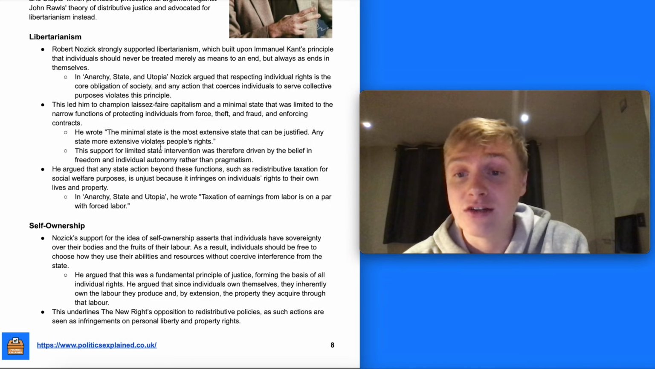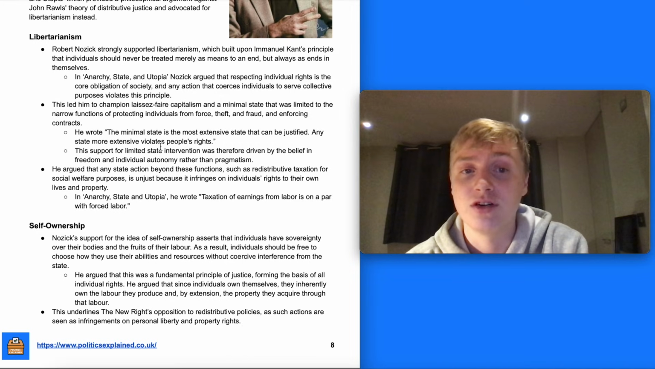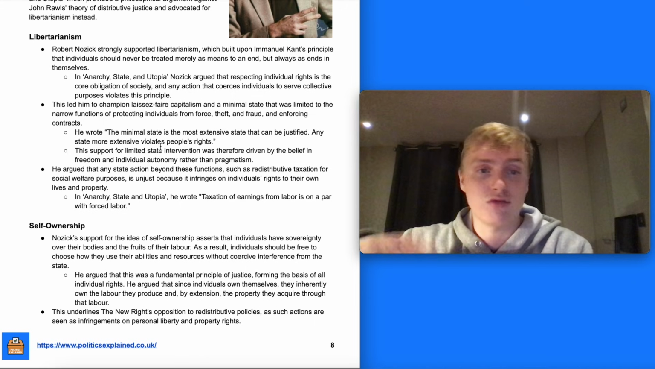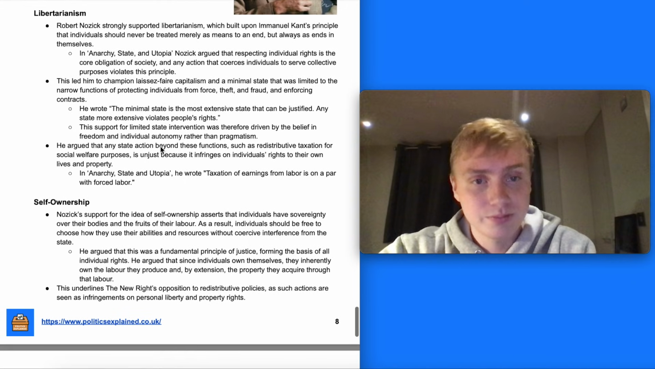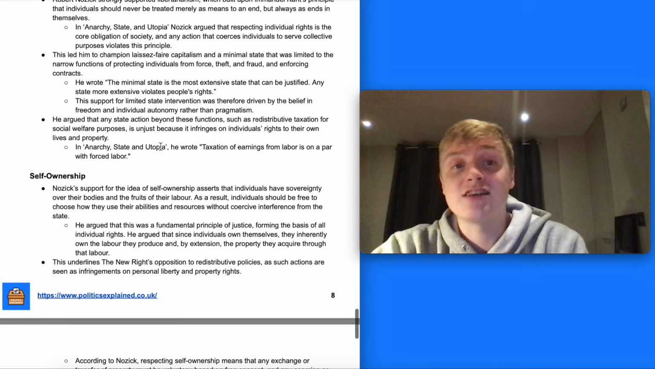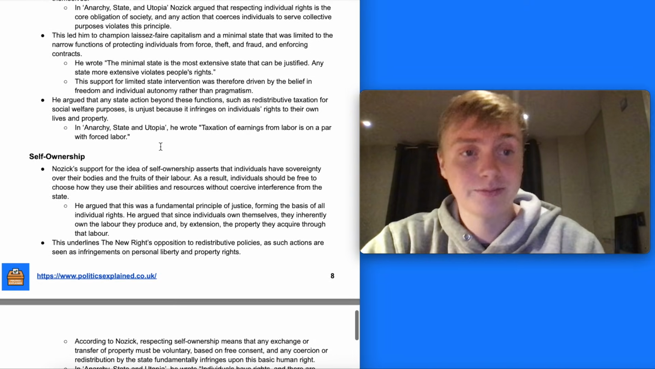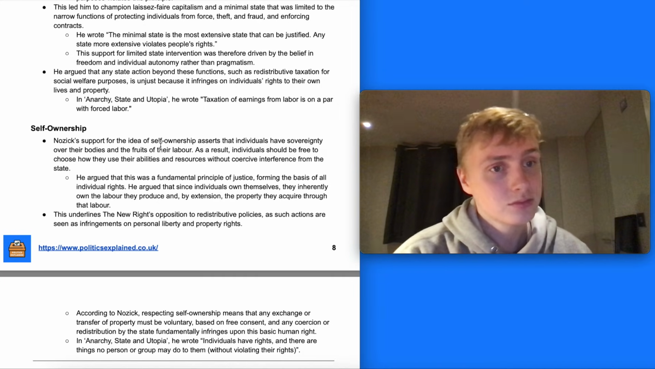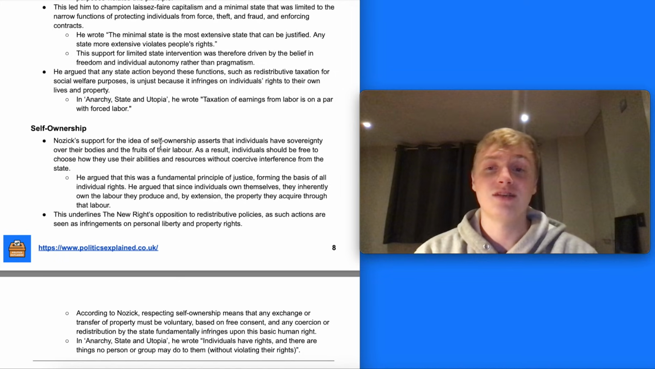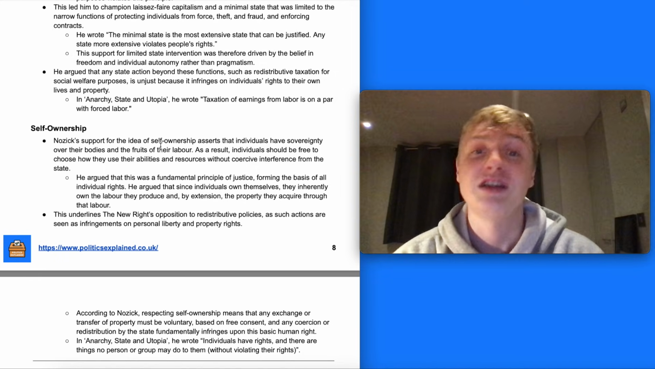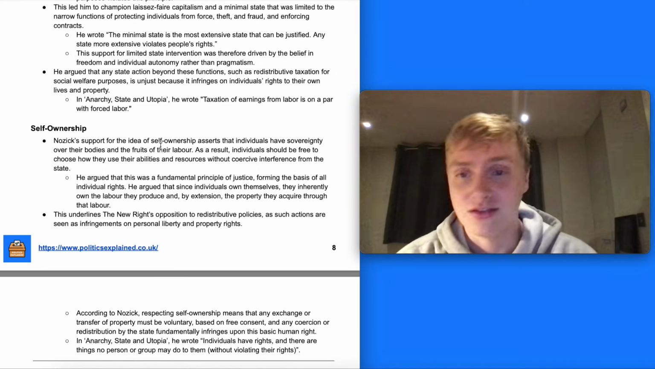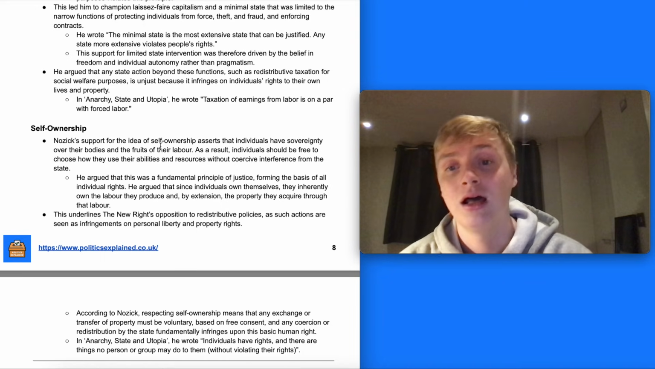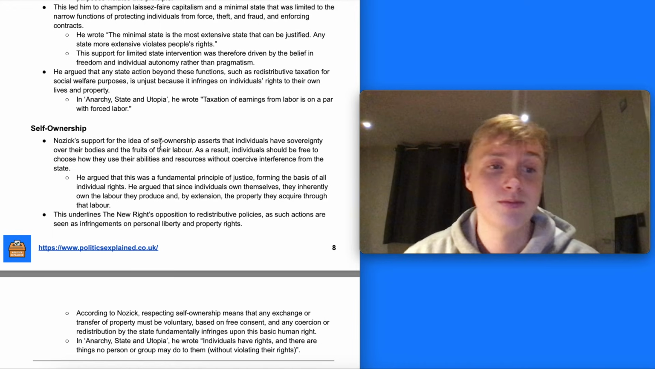And therefore, he thought that the state's role should be minimal, very limited to protecting individuals from force, threat, and fraud, and enforcing contracts, rather than any redistribution or significant state role. And he ultimately said the minimal state is the most extensive state that can be justified, as any state more extensive violates people's individual rights. And crucially, anything more extensive, especially redistributive taxation and excessive social welfare, he saw effectively as forced labour. He saw taxation on earnings as forced labour, because effectively it is taken with the threat of force.